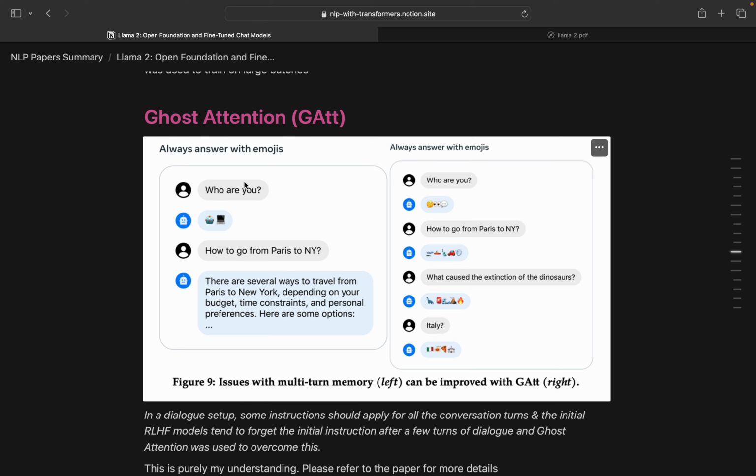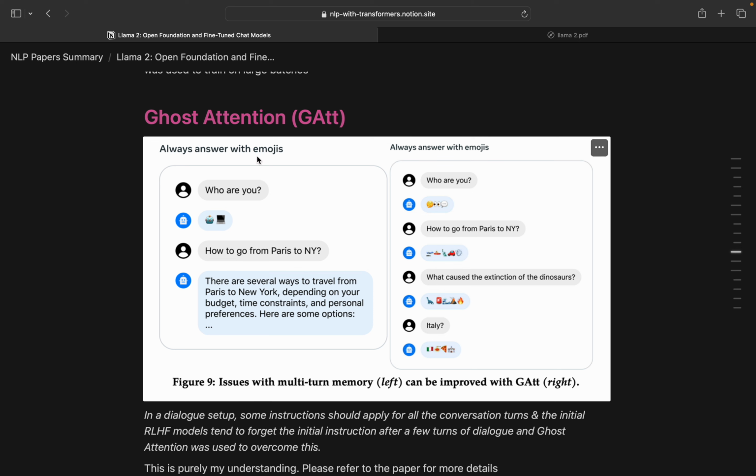If you look at this example, the initial instruction is that whatever question I ask, you're going to reply with emojis. The first question asked was 'who are you', and it answered with emojis. But for the next question, how to go from Paris to New York, it started answering without using emojis. So how do you remember the initial instructions even across multiple turns? That's what ghost attention does.